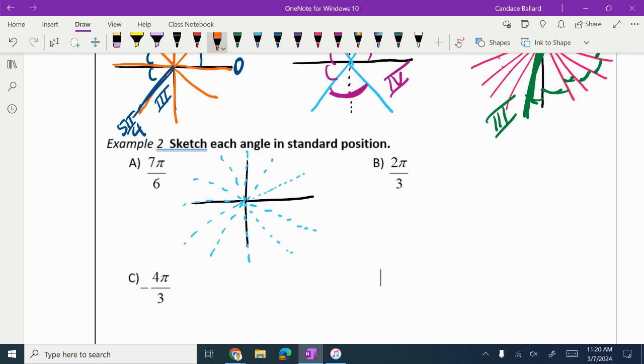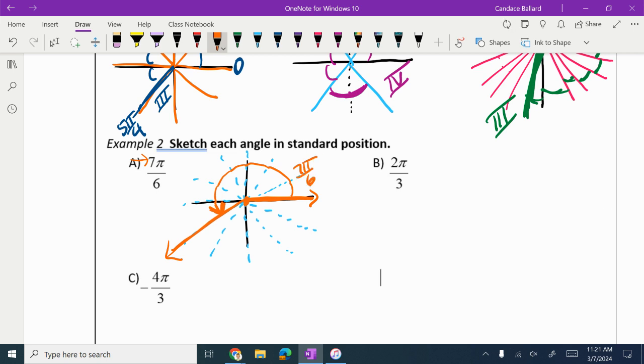Okay, an angle in standard position is going to start on the positive x-axis. All right. How many wedges do I need to count to get the angle? 7. Am I going to go up first or down first? Up. So I'm going to count 1, 2, 3, 4, 5, 6, 7. That's where I end. And I'm actually going to leave that arc on there. And I'm going to put a little arrow with the direction that I went. So that right there would represent 7 pi over 6.